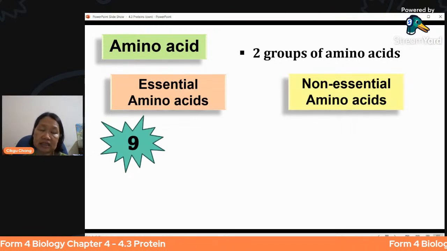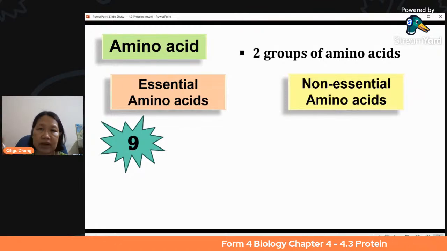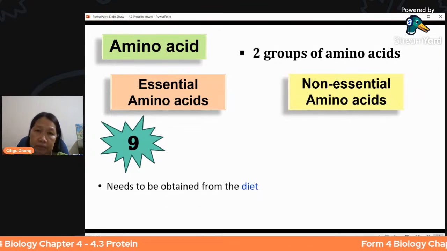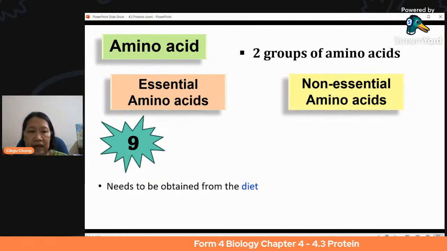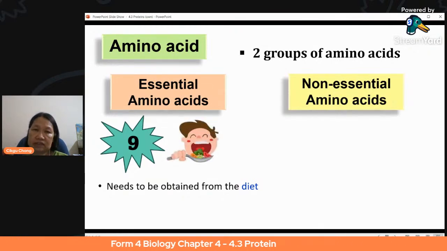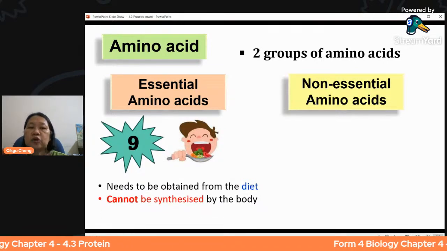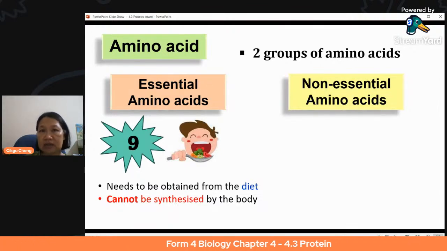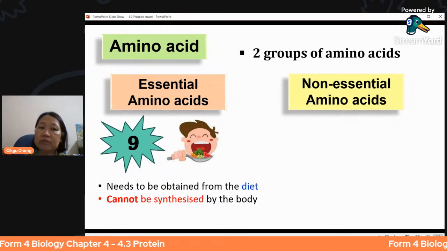There are 9 essential amino acids. You don't have to remember the names. Just know that essential amino acids are those amino acids that need to be obtained from the diet. It means you cannot synthesize them yourself in the body. You have to get them from the food. So you have many of these in the meats that you eat, the protein in chicken meat or fish, whatever. They will have essential amino acids.